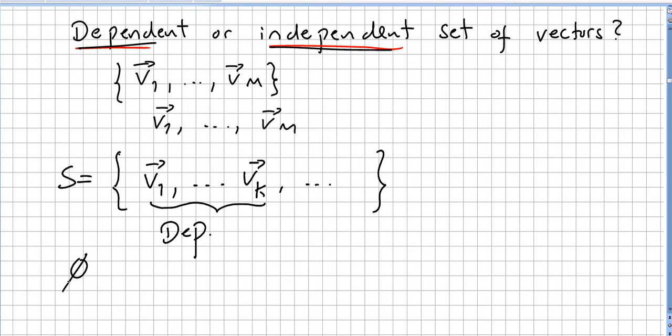Now the empty set is a convention, or is defined to be linearly independent. I don't know if everybody agrees with this, because there are some odd linear algebra books, but I'm going to use this definition. I'm going to define the empty set as linearly independent. Some other properties.